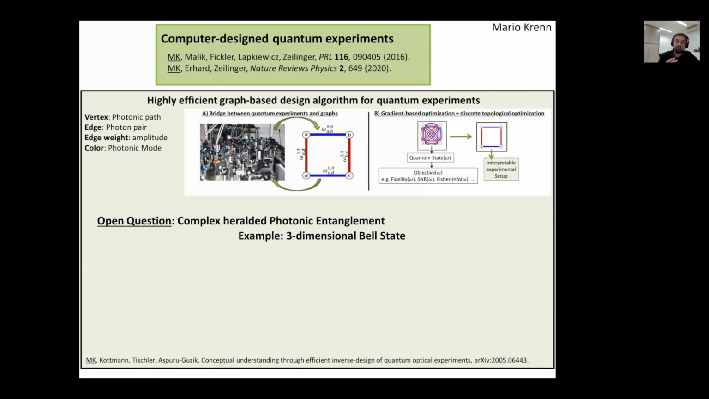And indeed, for heralded two-particle, two-dimensional entanglement, there are solutions that have been investigated for a few years, but much less is known for these more complex systems. So therefore, our first question, which was not known before, is: what does a setup look like that can create heralded three-dimensional entanglement?